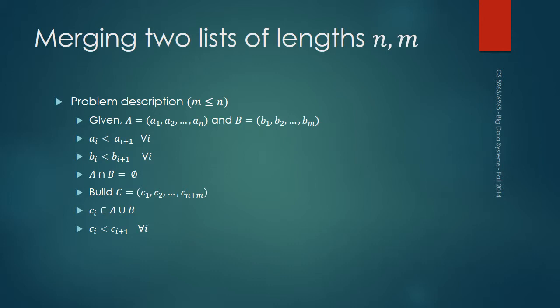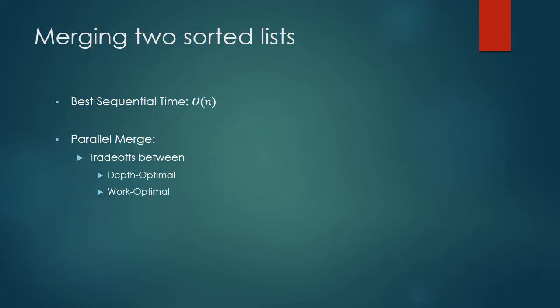Let's look at parallel merge. This is effectively what we talked about, equivalent to the ranking problem, which is merging of two lists. We're interested in creating C, which is basically the union of the arrays A and B, and we have the ranking problem. I'm going to speed up a little bit so that I can try to finish today's material. So here we have a trade-off between depth-optimal and work-optimal algorithms for doing this.